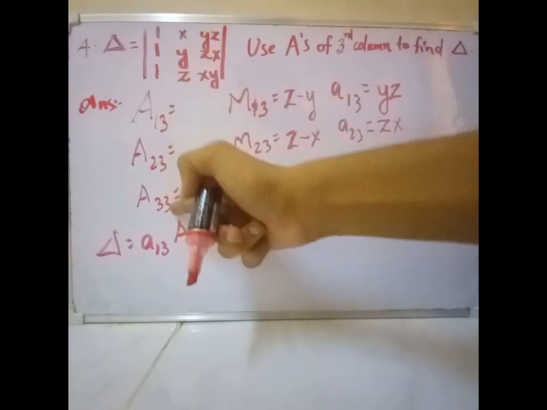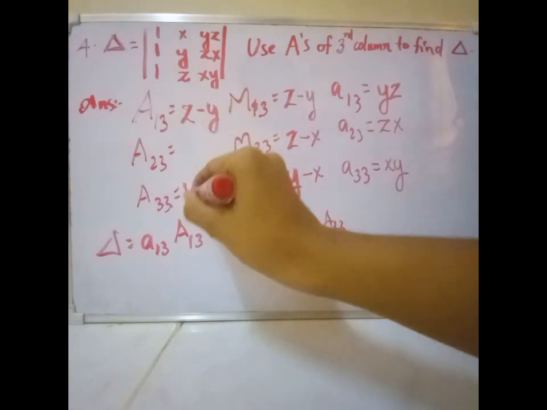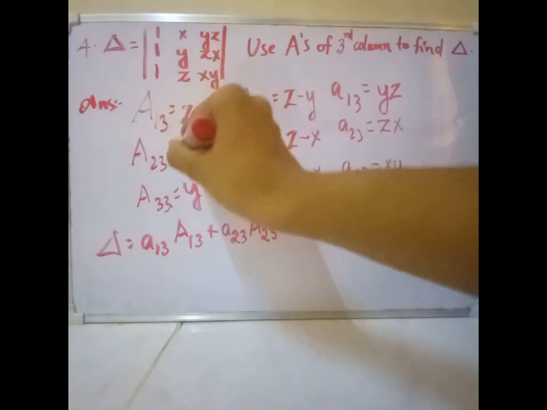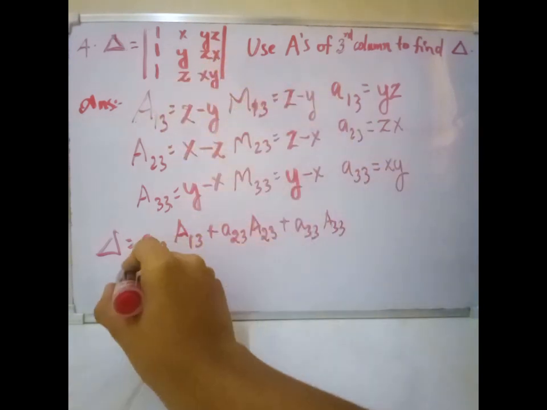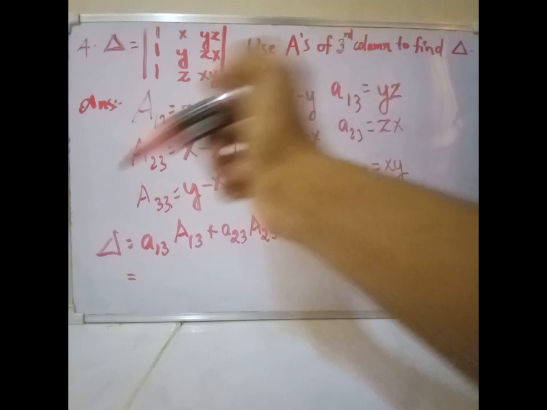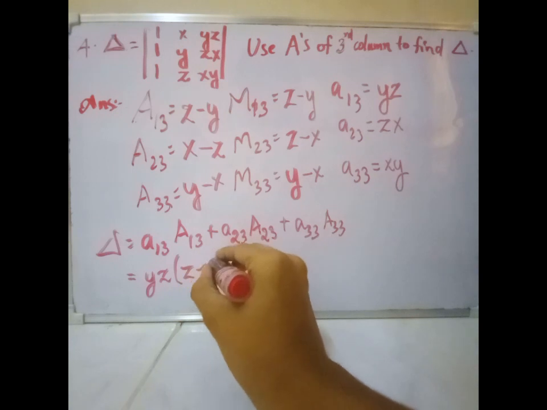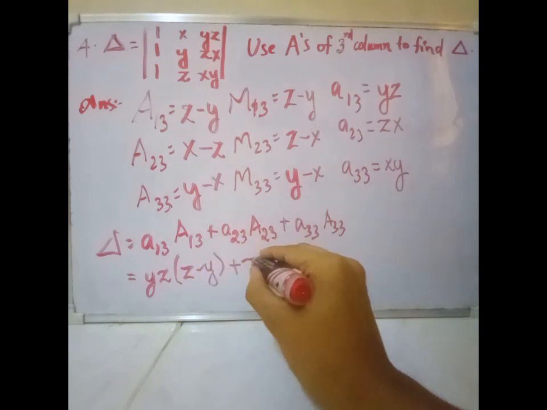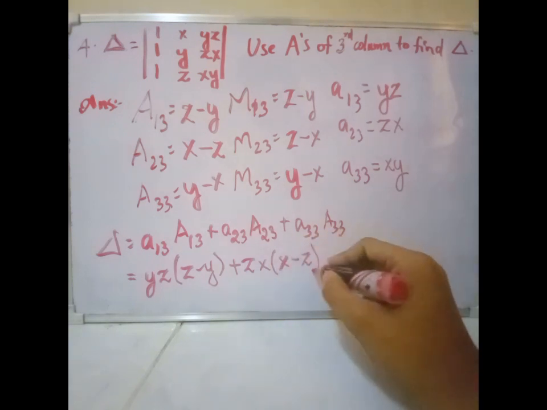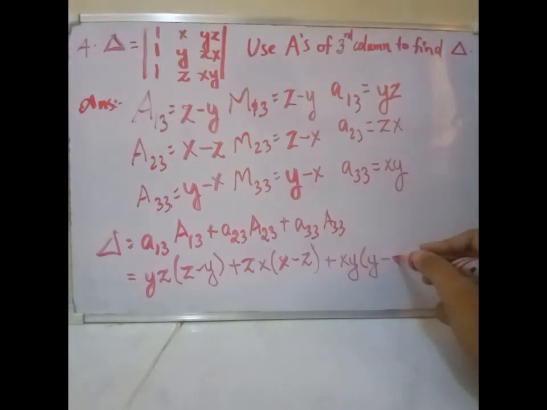Now A13, A23 and A33. These two, if you add up, they are even numbers, so write the same. Minus itself. But 2 plus 3, it is odd, so you have to change the order. It will be x minus z. Now to find the determinant, we just multiply the corresponding elements with the cofactors: yz times z minus y, plus zx times x minus z, plus xy times y minus x.